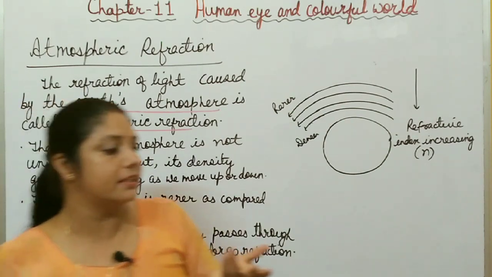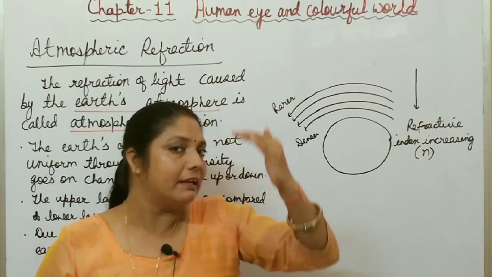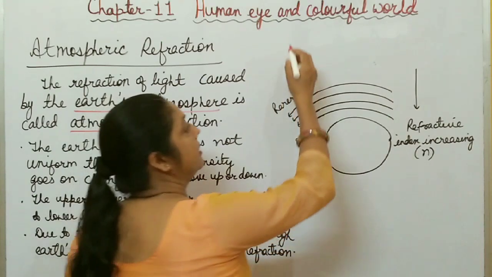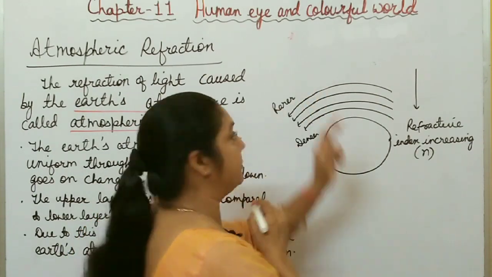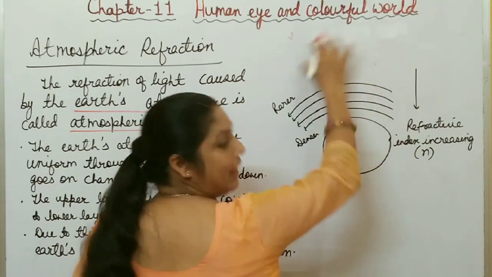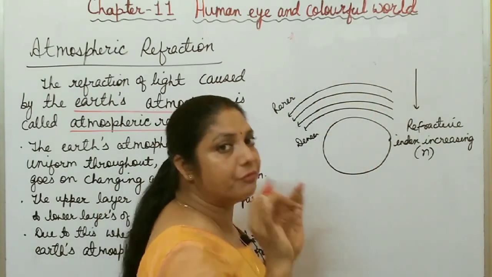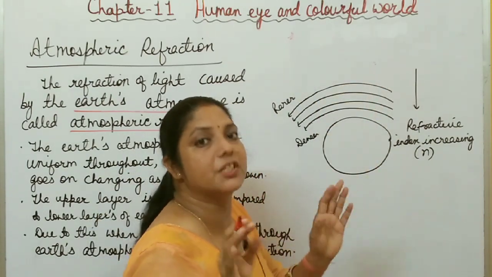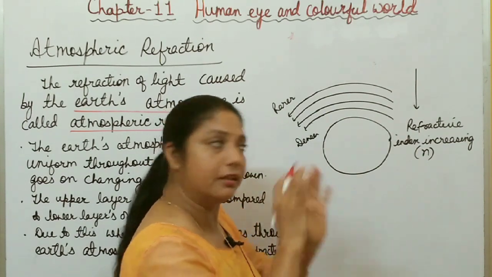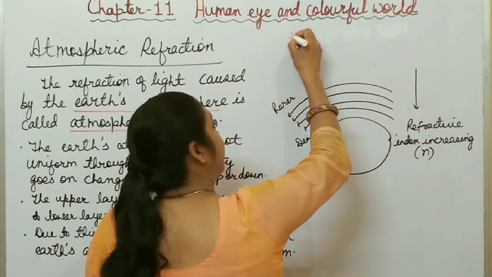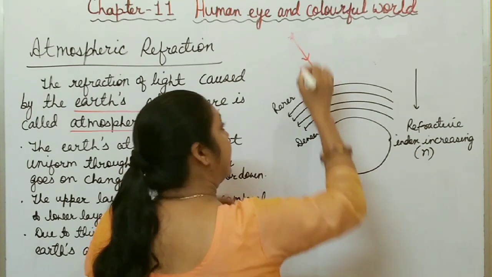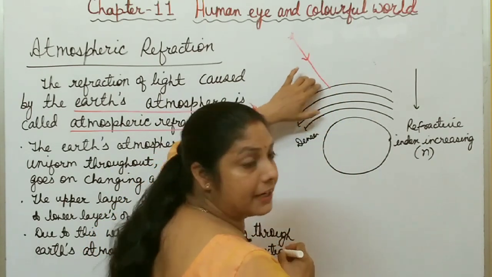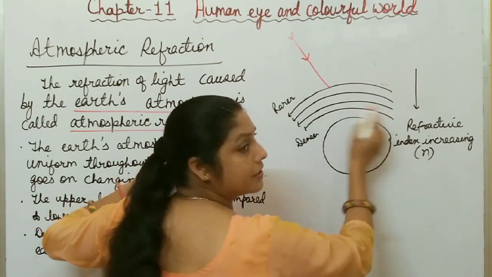Now you can easily observe this when a light ray enters. Suppose this is the position of the object. So you know this one is vacuum. Vacuum is free space. In free space light travels with the speed of light. There is no change in medium. So light from this object travels in this way, but when it reaches the Earth's atmosphere, these are different layers of Earth's atmosphere.